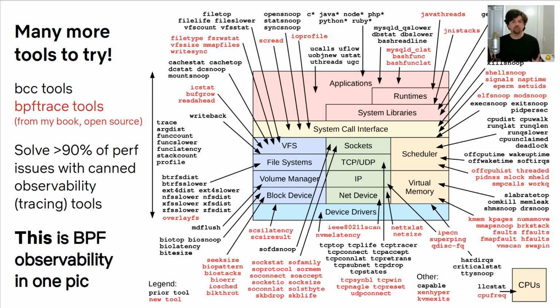In red are new tools I've been developing for my BPF book. And they're all open source. They're written using BPF trace. And my goal when I create a lot of these tools is so that you can solve more than 90% of performance issues using the canned observability tools, the tracing tools. If you need to write custom tools, you can do that too.